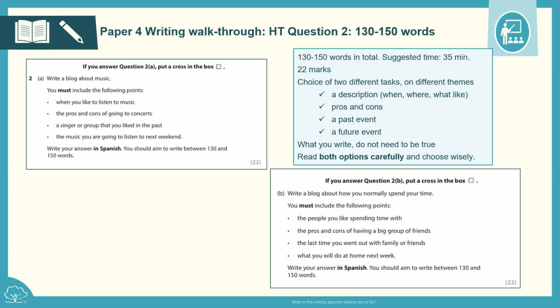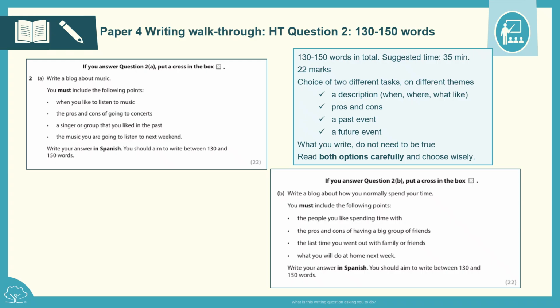Now this is not the same style as question 1. What is important to realize here is, for example, if you look at the second bullet point in each of the options, you will see that the bullet point says the pros and cons of whatever the topic is. In this case, we have the pros and cons of going to concerts and of having a big group of friends. So this question is asking you to list ideas looking for the positive and negative.